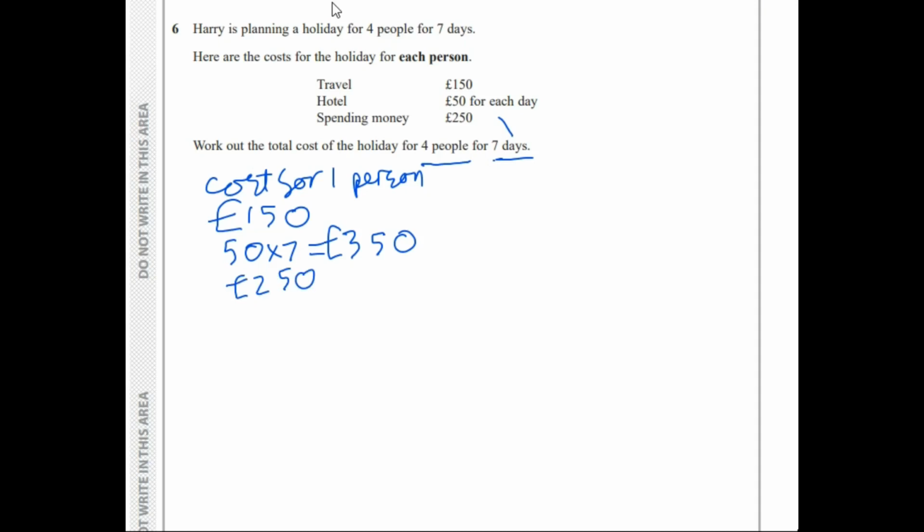So now we need to add this up. I love a bit of column addition. So 150, 350, 250. So line underneath. So this column here, all zeros. So we have a 0 there. This column, 5 plus 5 is 10, plus 5 is 15. So we have a 5 here, and then we carry a 1. So now we have 1, 2, 5, 6, 7. So £750. And remember, this £750 is for one person only.